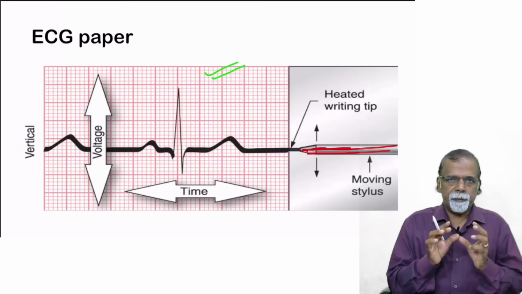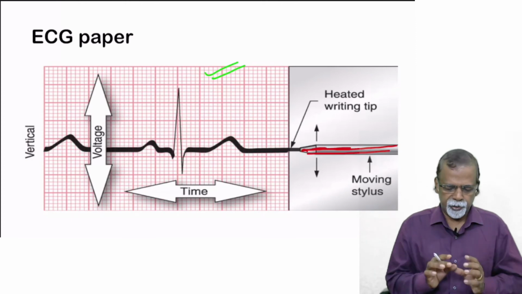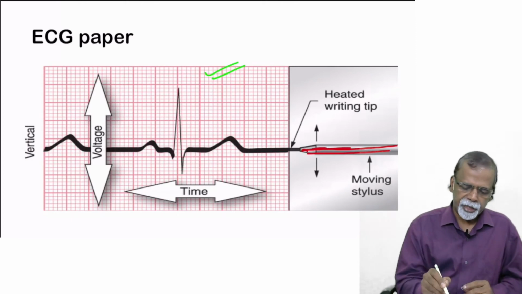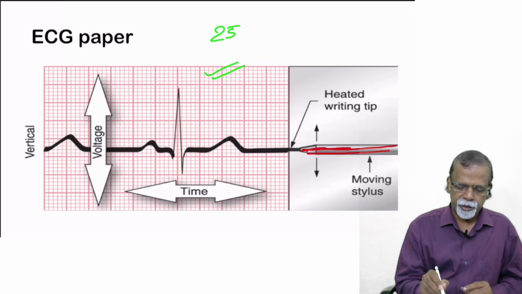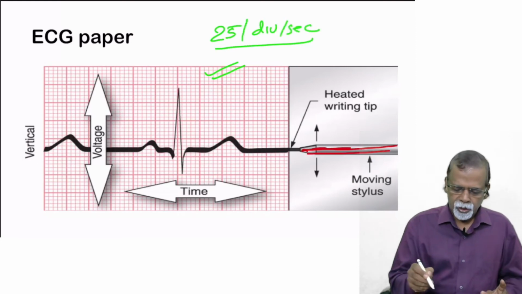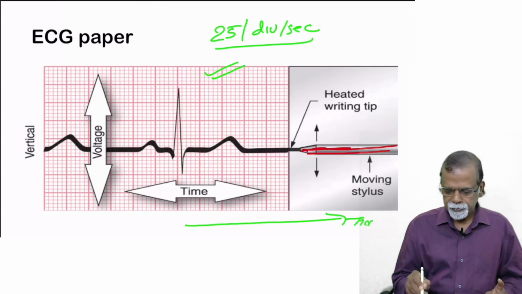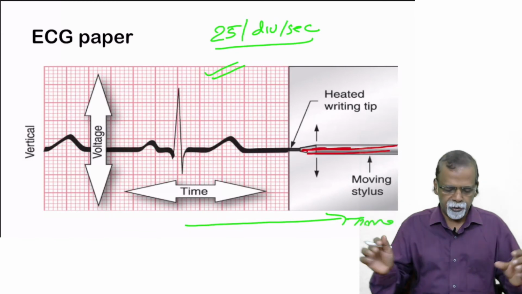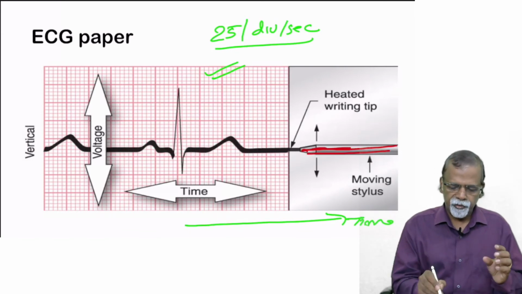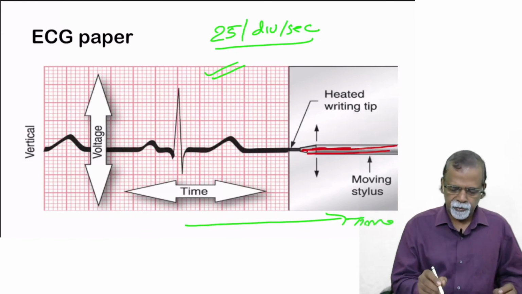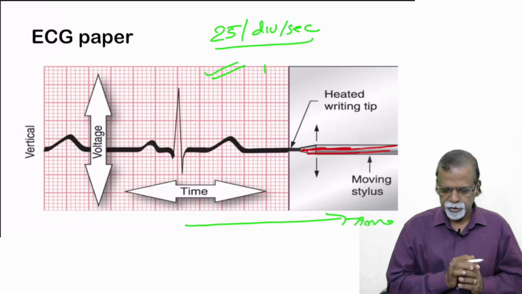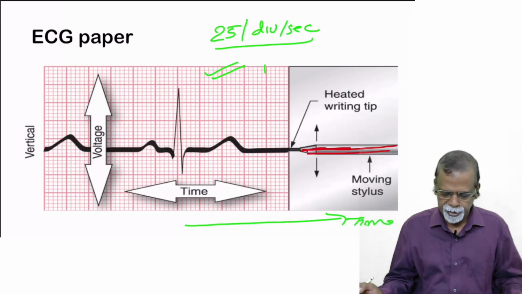That is, ECG paper is a wax coated graph paper, and this paper is running at a speed of 25 small divisions per second. So the x-axis will be the time. You can see this graph paper. Every fifth one will be a little bold one, and it contains 5 small divisions. So 25 small divisions per second.